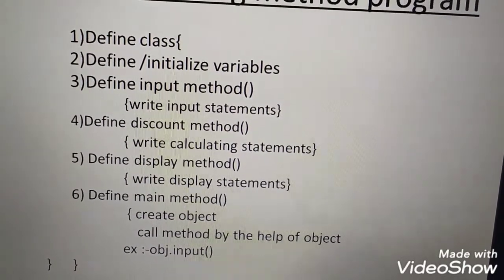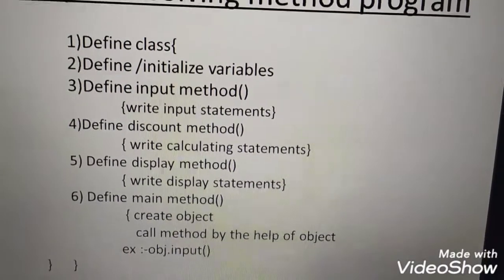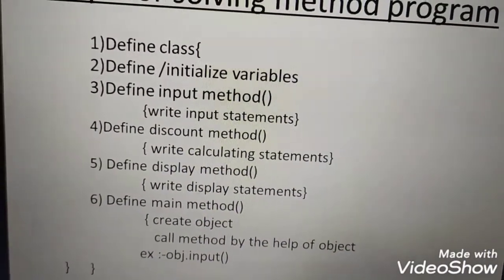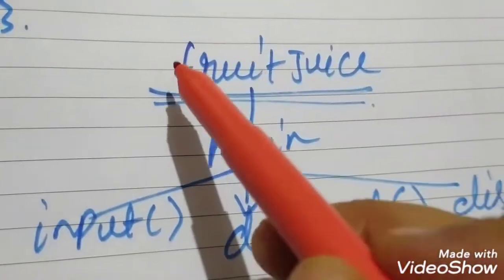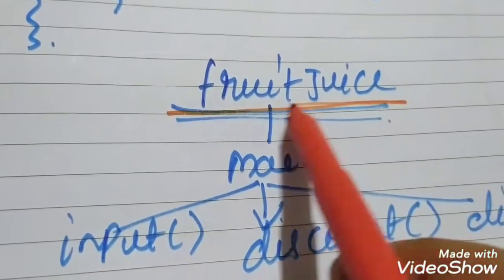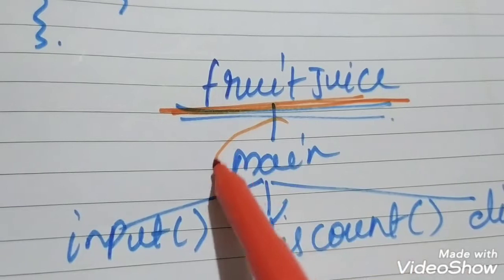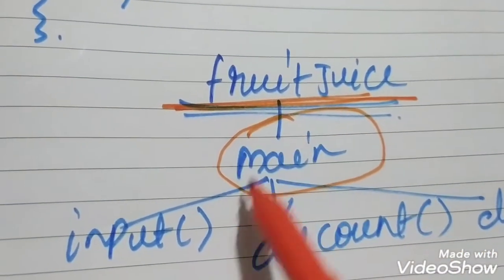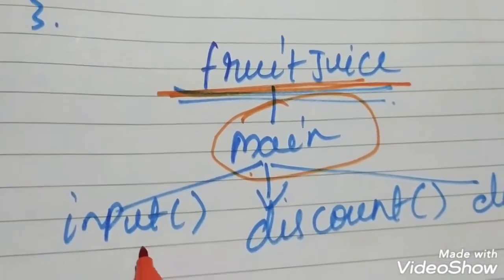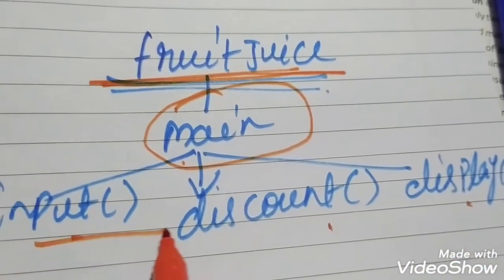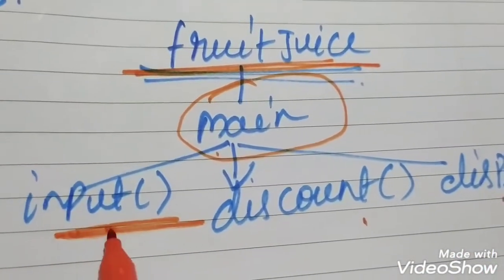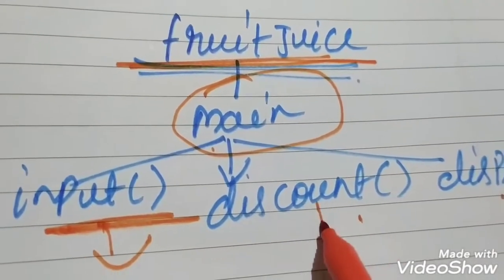I am not going to write the program because I have already written it in the slide. Just the part which I have to describe, I have to write on paper. Diagram here. This is the fruit juice program. In the fruit juice program, the main method is the first method, which invokes three methods: input method, discount method and display method.